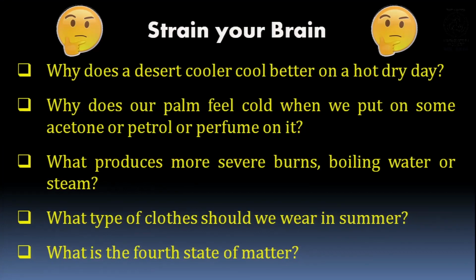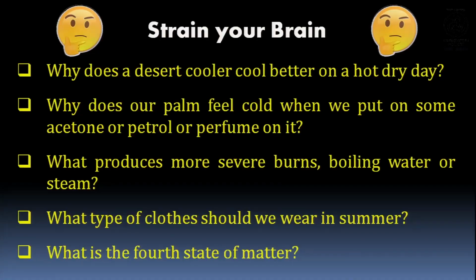What type of clothes should we wear in summer? Children, we should wear light colored cotton clothes in summer. Why light? It reflects more. Why cotton? Cotton has got pores. It will absorb the sweat and get evaporated, and our body will remain cool. Okay? What is the first state of matter? Yes, just now we heard it. It's plasma. Plasma is the first state of matter.